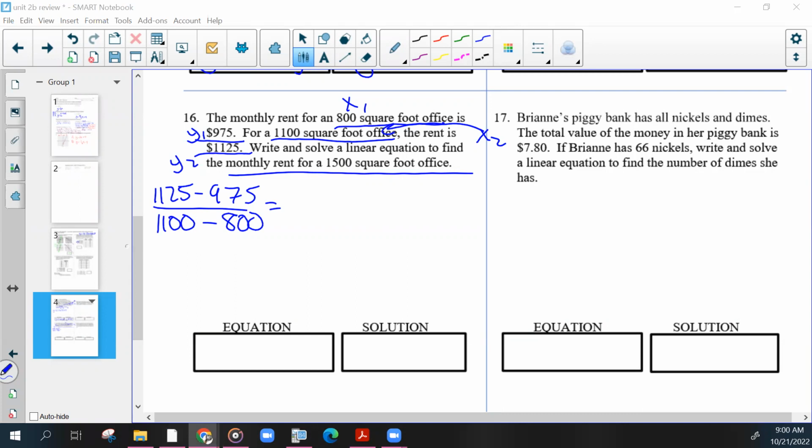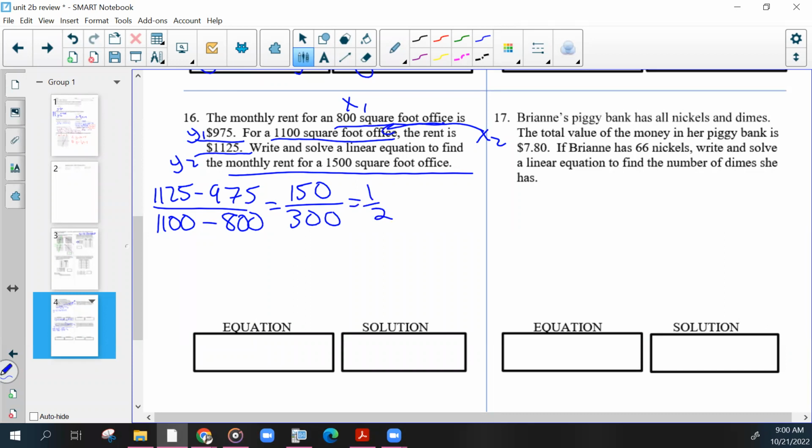Top one would be 150. Bottom would be 300. Divide that. 1/2. So that would be our slope, or 0.5 would represent the cost per square footage.